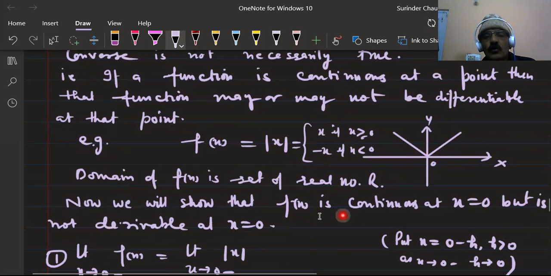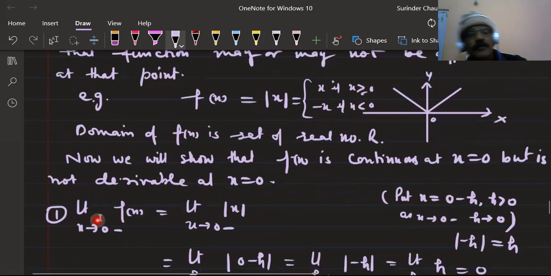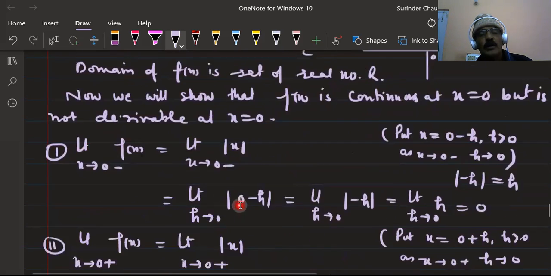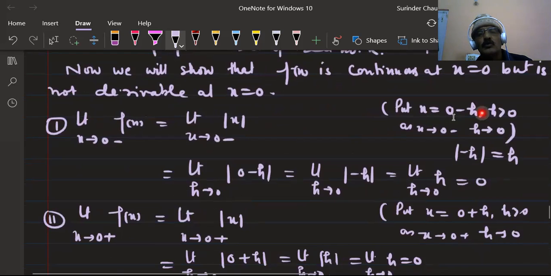We have to check whether f is continuous at 0, so 0 is the doubtful point. In order to discuss continuity of the function at x equals 0, we have to find the left limit at 0: the limit as x goes to 0 from the negative side of f(x), where f(x) is equal to modulus x. Make the substitution: put x equal to 0 minus h, as x goes to 0 from the negative side, h goes to 0.